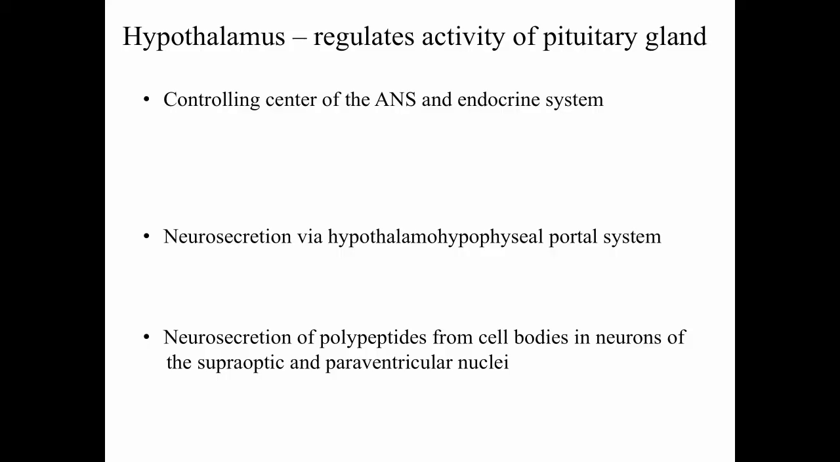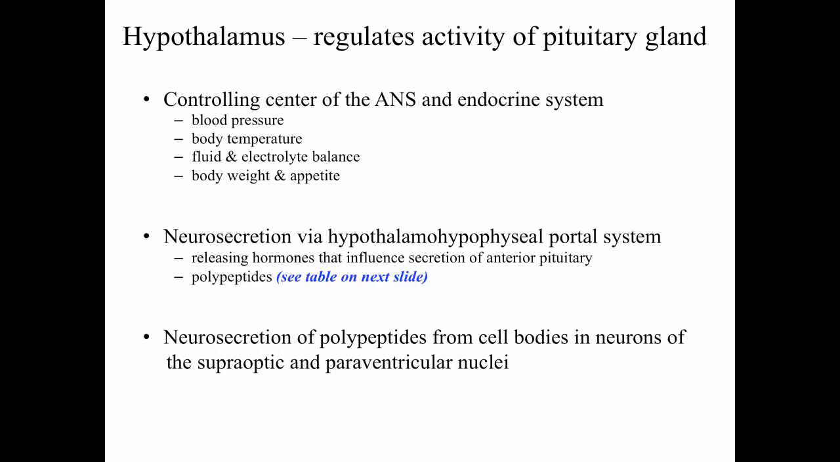Now, as we said, the hypothalamus regulates the activity of the pituitary gland. The hypothalamus functions as the controlling center of the autonomic nervous system and the endocrine system. So the hypothalamus can regulate blood pressure, body temperature, fluid and electrolyte balance, and body weight and appetite. The hypothalamus is involved in neurosecretion by the hypothalamic hypophyseal portal system, so releasing hormones that influence the secretion of the anterior pituitary gland. These are polypeptides.